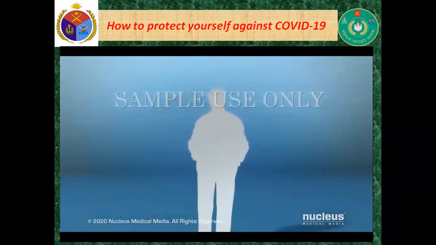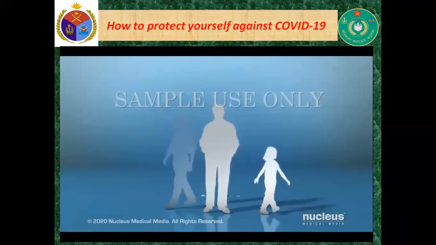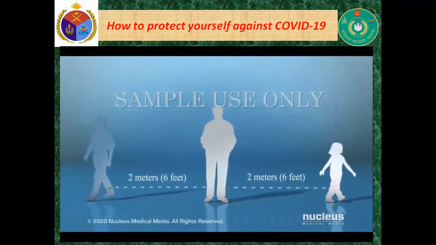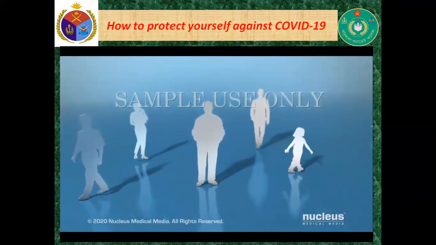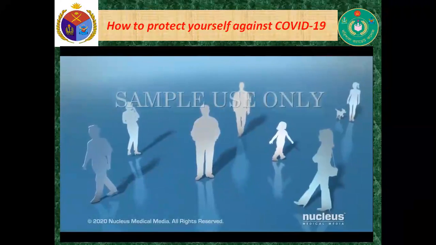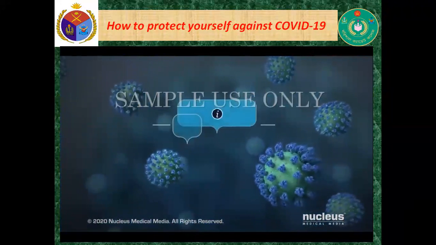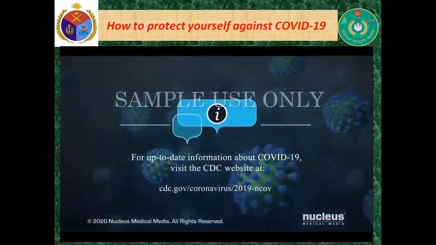Even if you aren't in a high-risk group, it's important to practice social distancing, which means keeping at least 2 meters or 6 feet between you and other people. This helps prevent infections and serious illness in others as well as yourself. For up-to-date information about COVID-19 and other ways to prevent its spread, visit the CDC website.